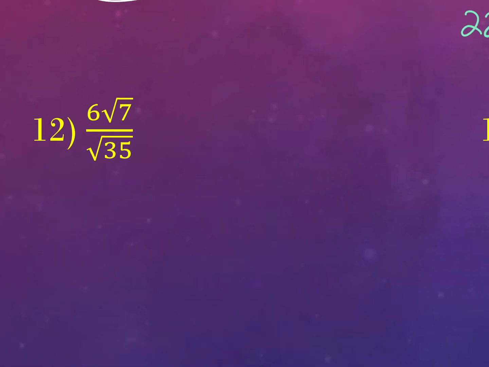(12) 6 square root 7 over square root 35. Now there's two things underneath the square root here in fraction form. They're both divisible by 7, so this would be 1 and this would be 5. And I get 6 over the square root of 5.